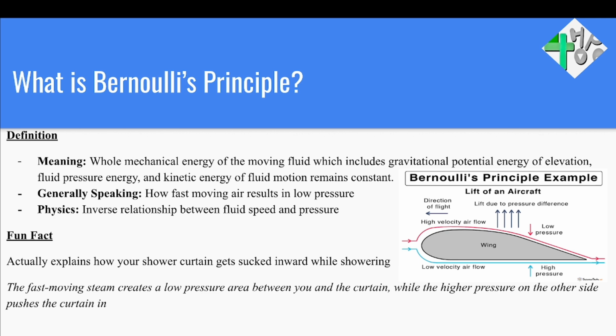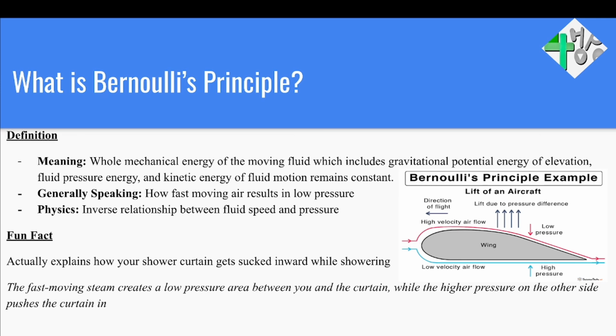Now, in physics terms, we have a relationship between 2 different parameters. It's an inverse relationship between fluid speed and pressure. So as fluid speed increases, pressure will decrease, and the other way around, if fluid speed decreases, pressure will increase. The pressure is associated with the air pressure specifically. Generally speaking, with Bernoulli's Principle, we always question how fast moving air results in lower pressure. But it doesn't have to be only that. It can also be how slower moving air results in higher pressure. So really how moving air results in pressure. That's the general terminology that we interpret with Bernoulli's Principle.